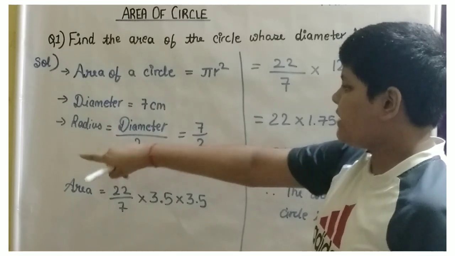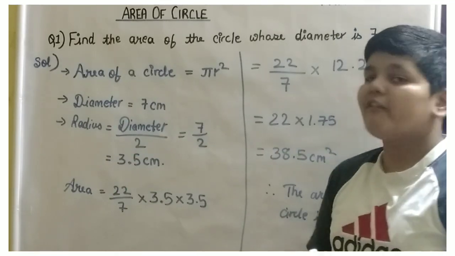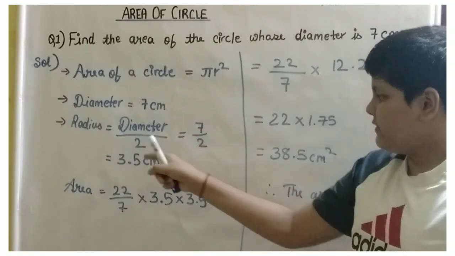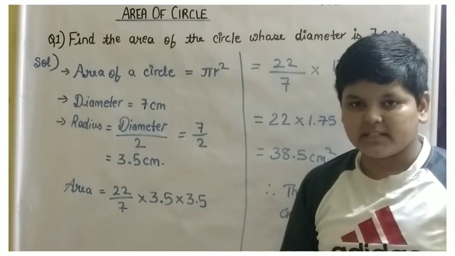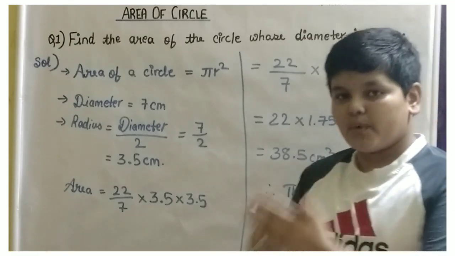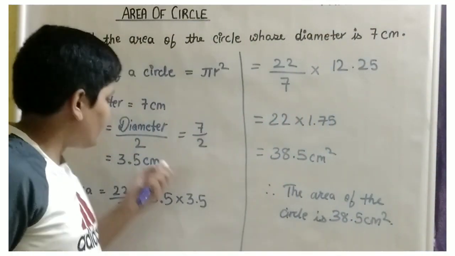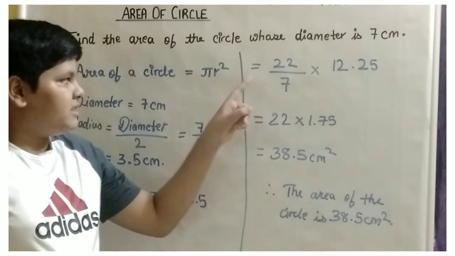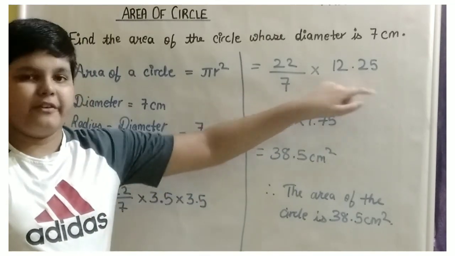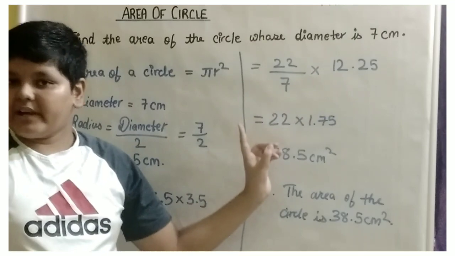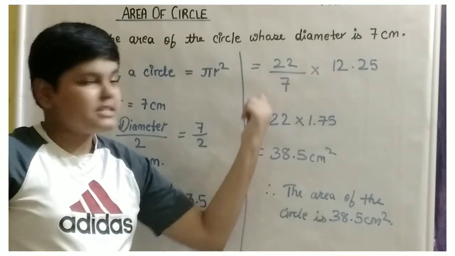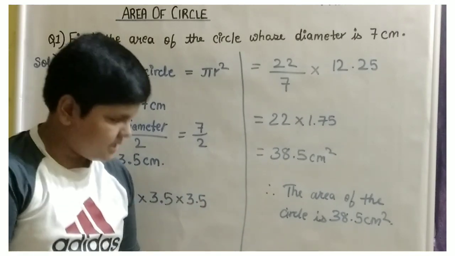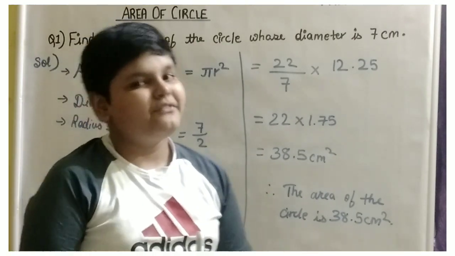We know the diameter, we have to find out the radius, and the formula of area of circle is pi r square. So we know the radius, we found the radius to be 3.5 centimeter, and we need r square, that is 3.5 into 3.5. We got the value as 12.25. Then 22 by 7 into 12.25. You can directly multiply this both, then divide by 7, or directly divide this by 7 and then multiply 22. So we got the answer 38.5 centimeter square. So this was our first question.